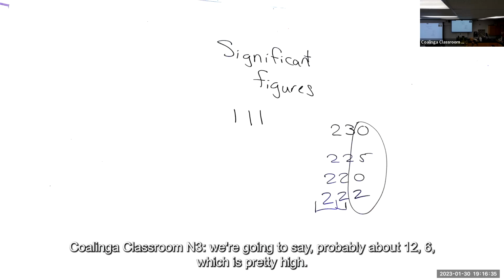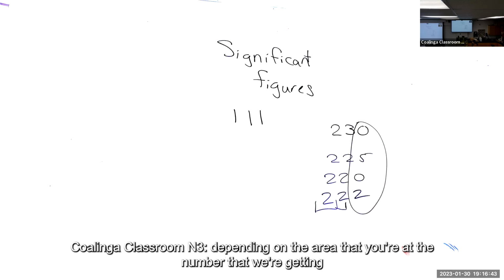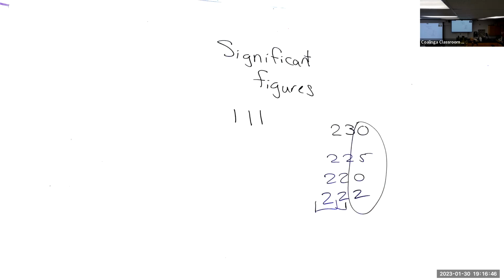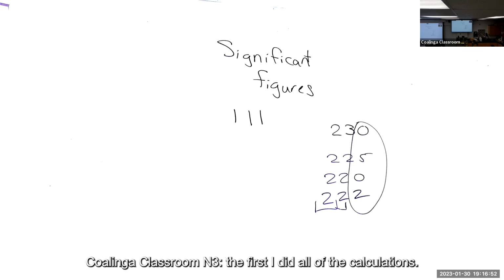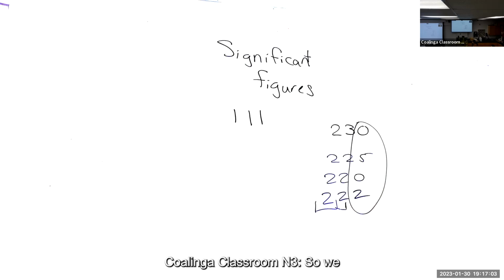The problem was that when they did their work initially, depending on the area that you're at, the numbers that you were getting would vary in terms of this one or this one, right? And the person that did all of the calculations didn't take into consideration any significant figures. They just took the data as it was. Because some areas of data are so weak compared to other areas of data, it tends to screw things up massively. So we have to go back and recalculate all of the work that has been done.